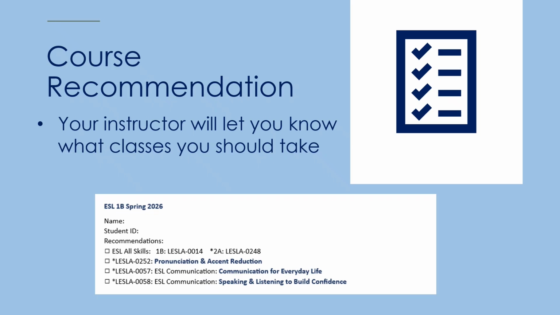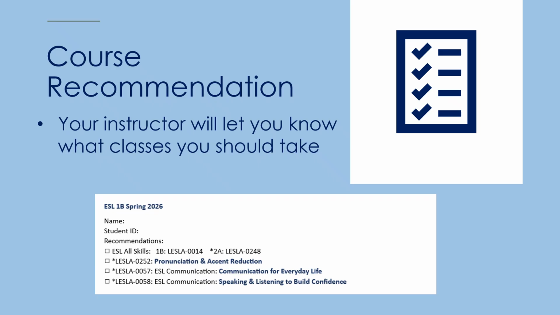The third part of the spring semester is the course recommendation. So this is the information that your instructor gives you to tell you what you should take for your next class or classes. So your instructor is going to give you a piece of paper for those of you that are in the in-person classes, and it will have some classes listed on the slip of paper, and they're going to check off which class or classes you should take next.